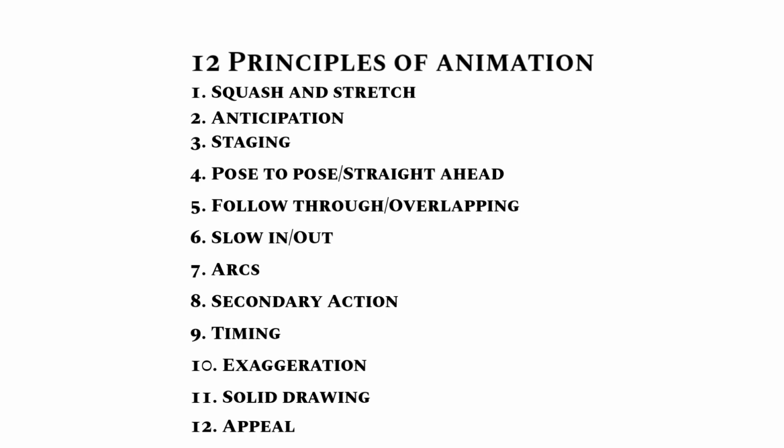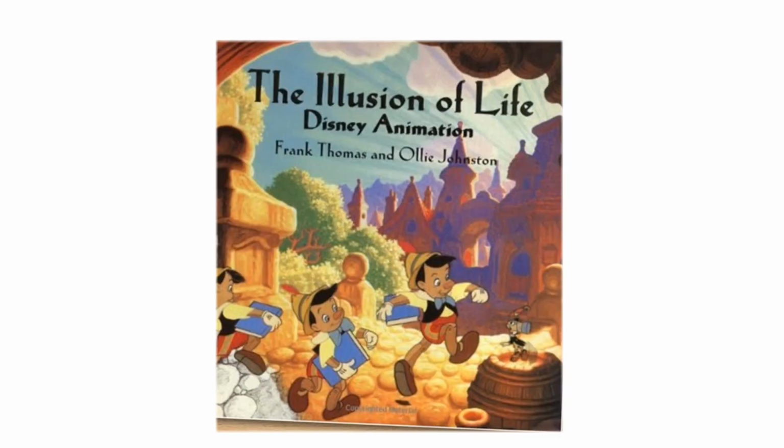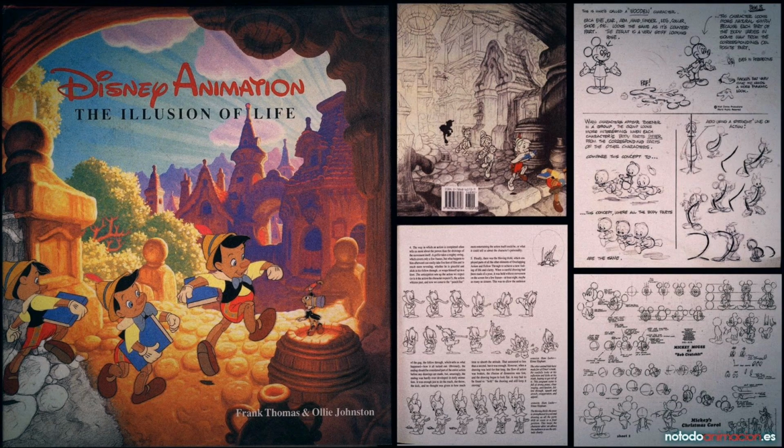So these 12 principles were gotten from a book by two legendary Disney animators. It's a book called The Illusion of Life. This book is basically an animation bible. It's a bible for animators, right? Most animators have read this book. I have read the book. I can't say I had the discipline to finish the book, but I went pretty far, at least.